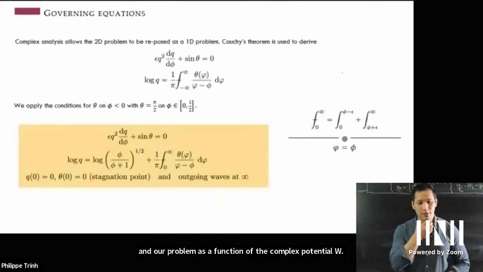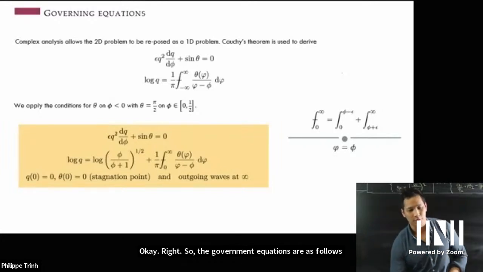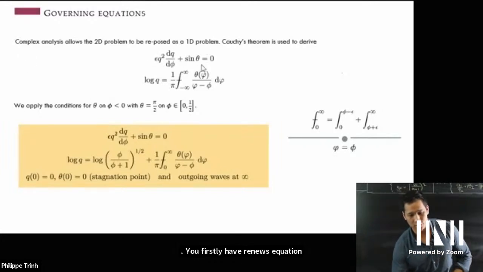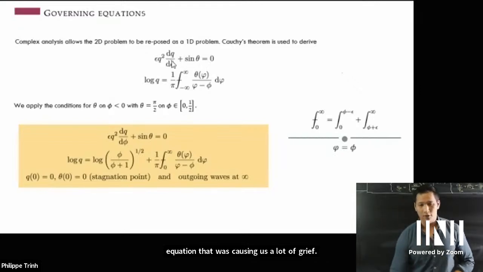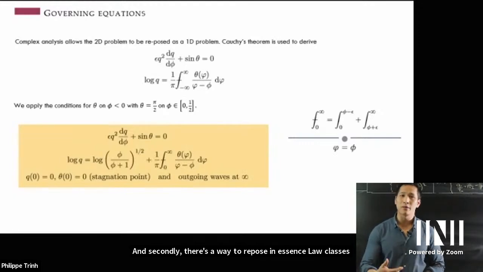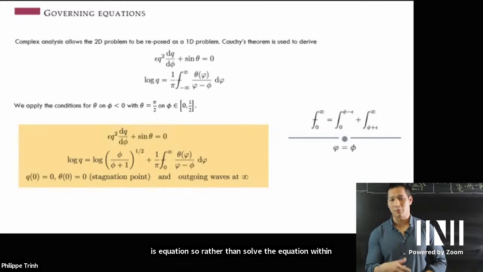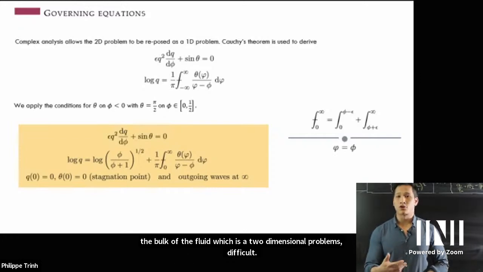Okay, right, so the governing equations are as follows. You firstly have Bernoulli's equation posed in terms of your Q and theta variables. So this is the nonlinear equation that was causing us a lot of grief. And secondly, there's a way to repose, in essence, Laplace's equation. So rather than solve Laplace's equation within the bulk of the fluid, which is a two-dimensional problem and difficult, the trick is that you apply Cauchy's theorem and you integrate around the boundaries.